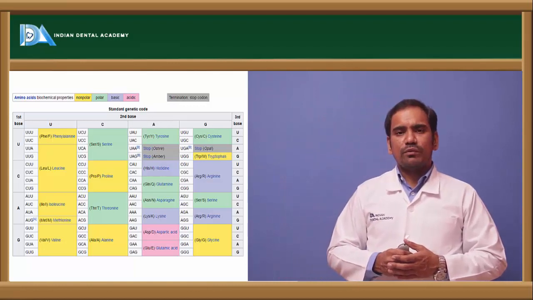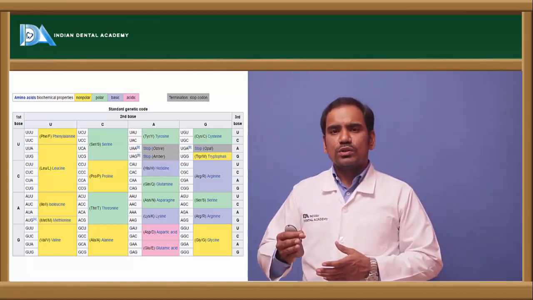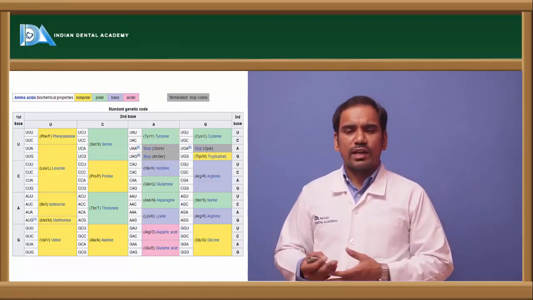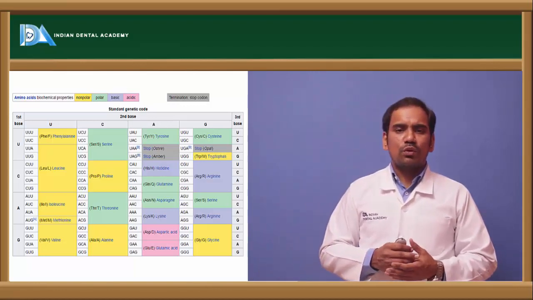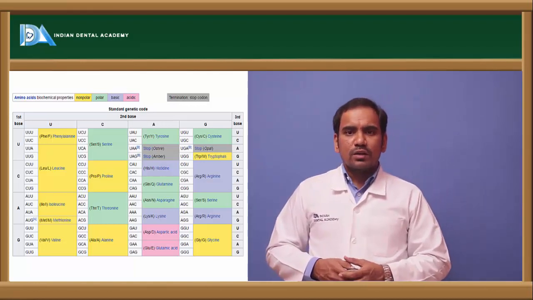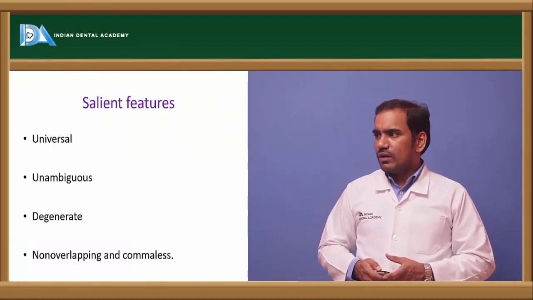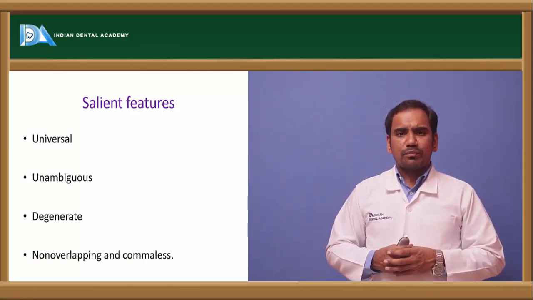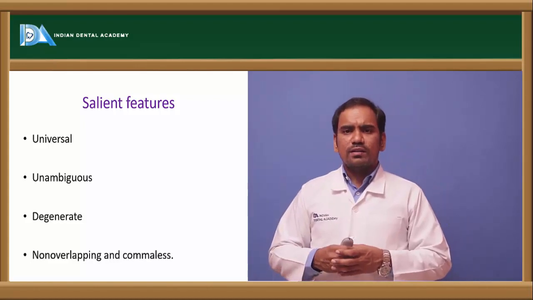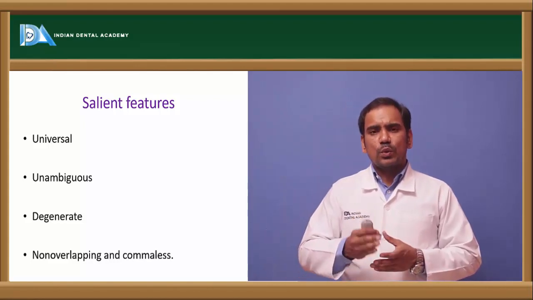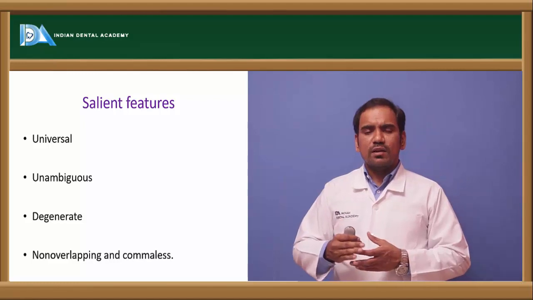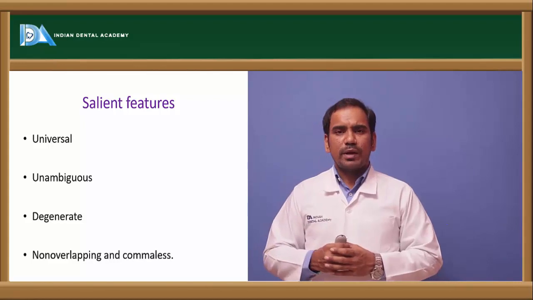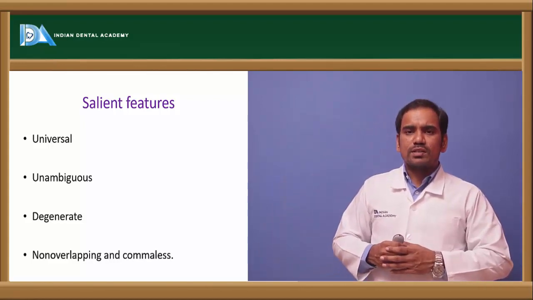For example, if you take UUU, it codes only for phenylalanine. It won't code for any other amino acids like isoleucine, tyrosine, tryptophan. So that is the significance of the genetic code. Coming to significance, it is universal. Each codon codes for a particular amino acid, and in any animal the same sequence codes for the same amino acid. That's why we call it universal.